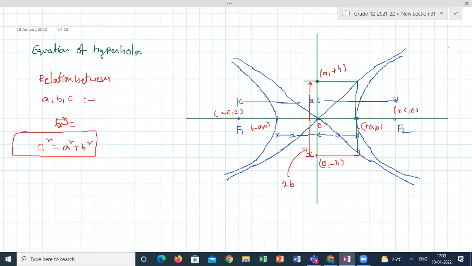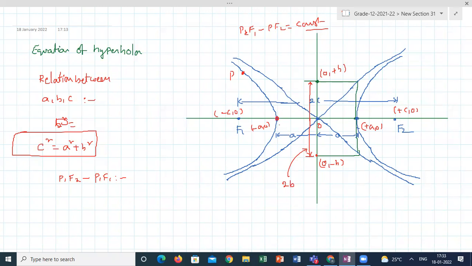Now, we are saying that if I take any point P, PF1 minus PF2 is constant. How do we calculate this constant value? By taking this diagram. I'm taking a point P on the hyperbola, and calculating P1F2 minus P1F1.